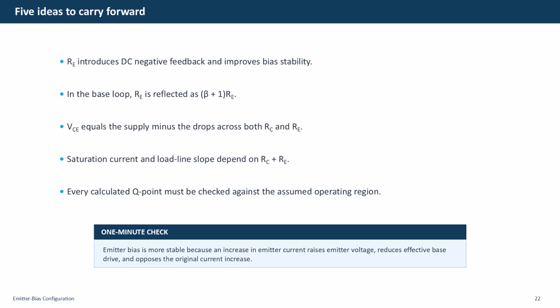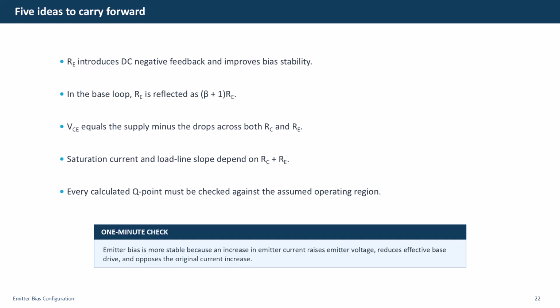The emitter bias configuration improves DC stability by converting a current change into an emitter voltage change that acts back on the base loop. In the base current equation, the emitter resistor appears multiplied by beta plus 1, so even a modest resistor can have a strong influence.